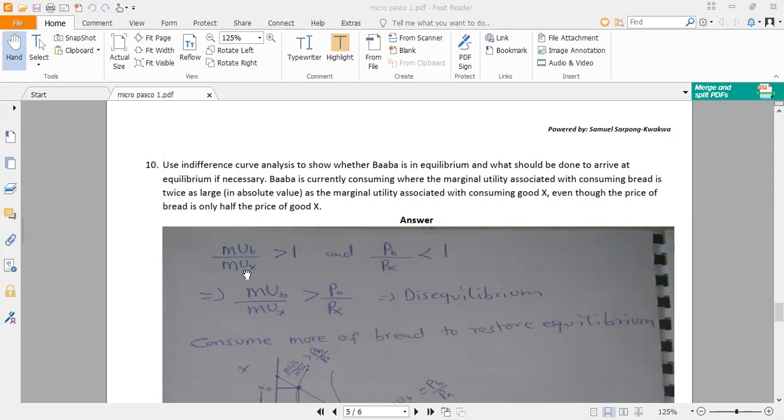But the ratio of the marginal utilities is greater than 1, which means that the ratio of the marginal utility is greater than the ratio of the price. So the consumer is in a disequilibrium. So this is the first thing that you have to know even before we continue.